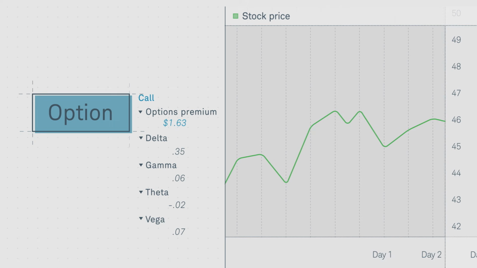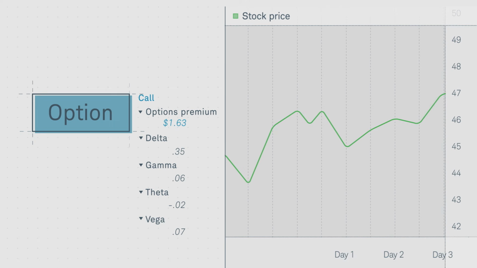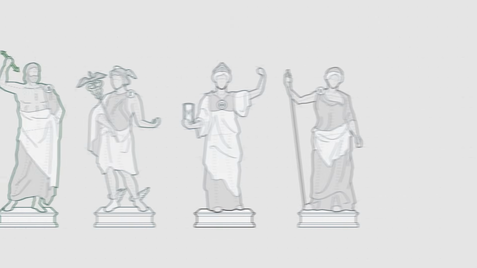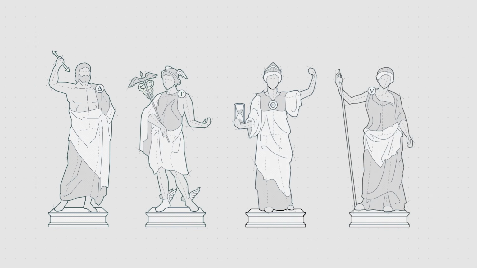Tomorrow, price moves from $46 to $47. The premium increases 41 cents to $2.04. This is delta plus gamma. Also, another day gone by means another day of time decay and another 2 cents down the drain. Implied volatility rises 1 percentage point, increasing the premium by 7 cents to $2.09. Putting all these factors together shows how a relatively small change in the underlying can lead to a pretty significant change in the options premium.